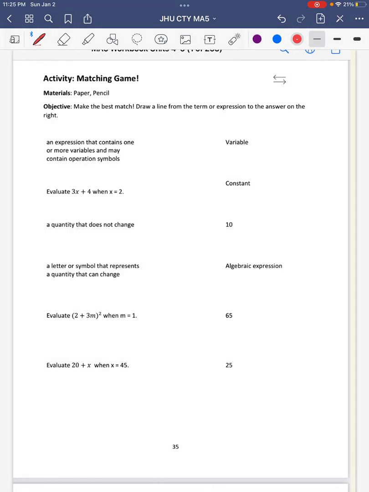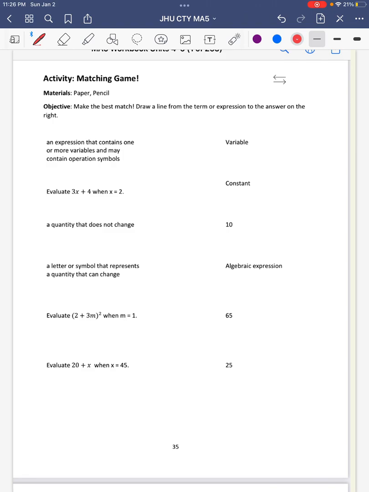So you have a matching game here. Your matching game just requires paper and pencil, so it does not require anything else. Again, something that's going to be really quick. This is more about you understanding these terms than anything. Because if you understand these terms, what we're talking about, you can probably figure out how to solve these problems. You just got to decode them a little bit. It says, make the best match. Draw a line from a term or expression to the answer on the right.